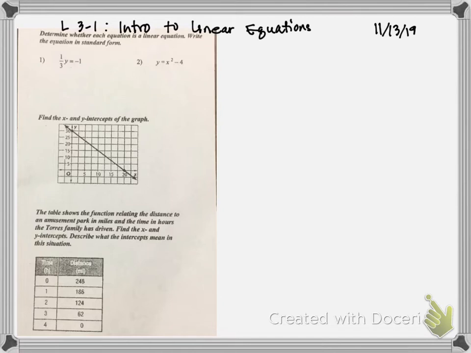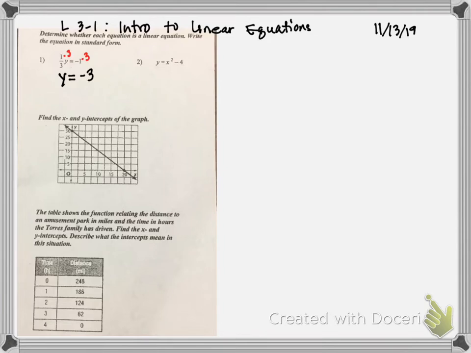Okay, so first off, A, B, and C all have to be integers. Is that the case in number 1? No, right? I've got a fraction. Can I do anything mathematically to remove the fractions? And what would I be doing? So we're going to multiply both sides by that denominator. And we end up with y equals -3.